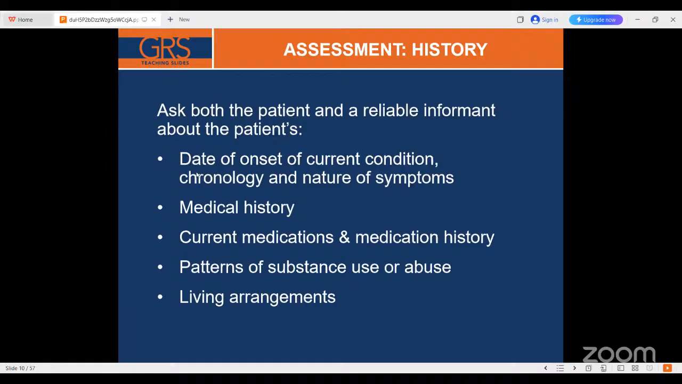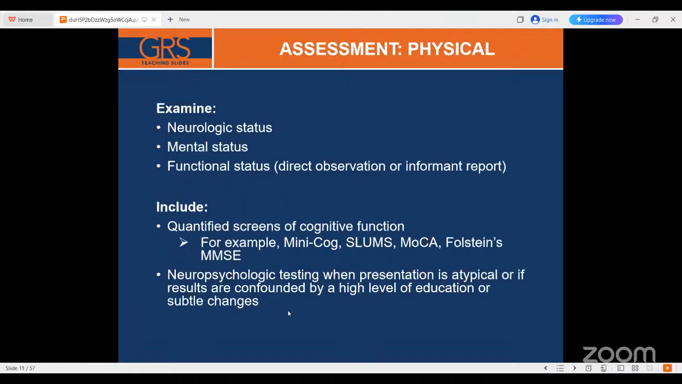We want to assess the date of onset of the current condition, chronology and nature of the symptoms, medical history, current medication and medication history, pattern of substance abuse, and living arrangement, which is kind of important, because dementia affects their living assessment. We can arrange for an elderly home arrangement.